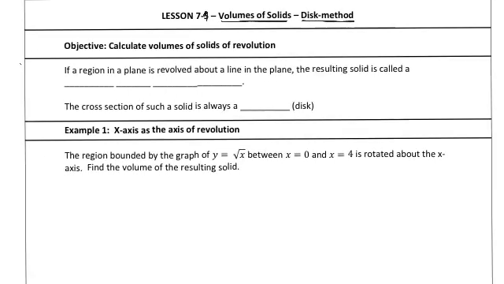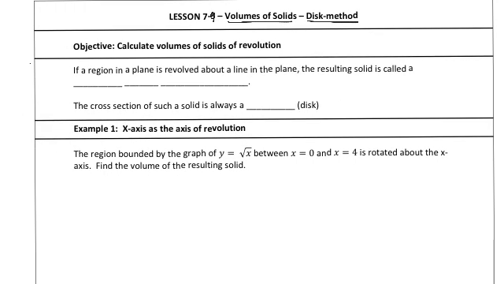So, in this type of volume problem, we think about a region in a plane that's being revolved or rotated about a line in the plane, and this gives us a solid which is called a solid of revolution. That's the kind of solid that we're going to be finding the volume of, and this type of solid will always have a cross section which is a circle or a circular disk.